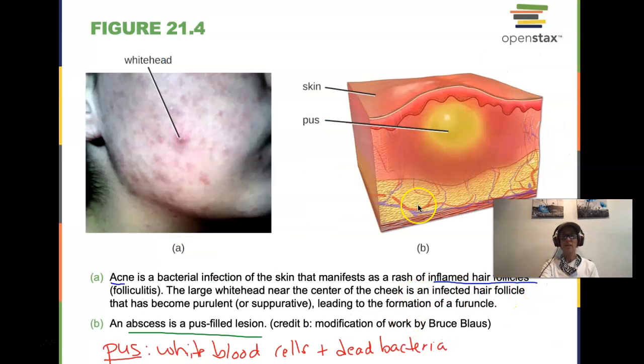A closer look at acne. Again, this is a fairly bad case of acne. The inflamed hair follicles, we get a white head here that's shown is the infected hair follicle that is purulent, meaning it has a collection of dead bacteria and white blood cells and fluid, and that can lead to a furuncle, inflammation area. And an abscess is a lesion that is filled with pus. Again, that is our white blood cells and dead bacteria. Some of our non-specific immunity that's come to the rescue and gobbled up the bacteria, but now we have this irritated lesion.